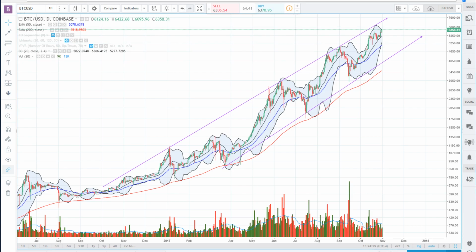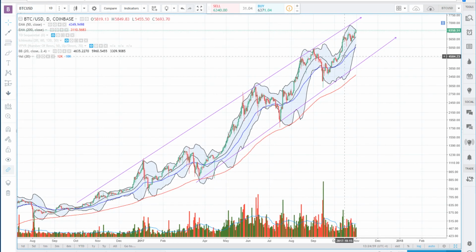Question from Twitch: what are your thoughts on how we have not touched the upper resistance line recently? I'm assuming you're speaking about the upper trend line here. Is that what you're referring to, Jack? I think there's a delay, so I have to wait a second for him to respond.